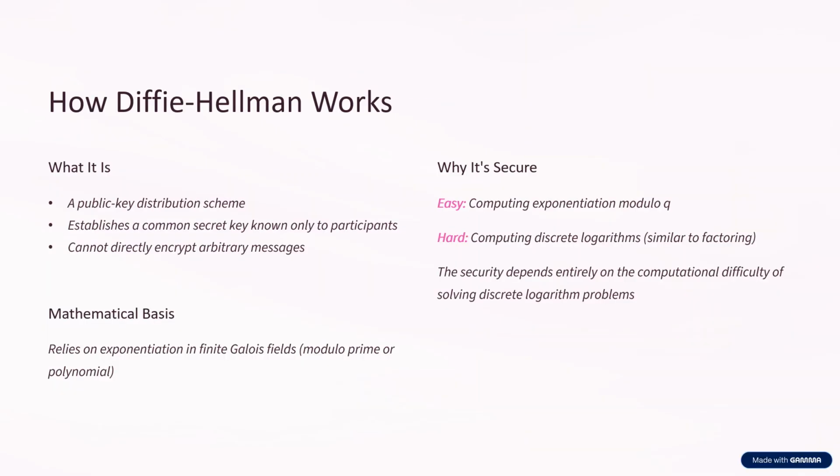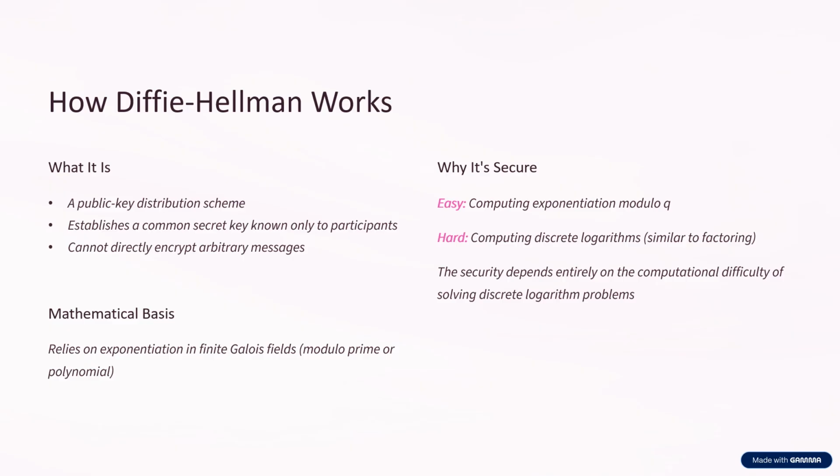Diffie-Hellman works as a public key distribution scheme. It allows two users to create a shared secret key which only the communicating participants know. However, Diffie-Hellman itself cannot directly encrypt messages. Instead, it is used to securely generate a key that can later be used in symmetric encryption algorithms.